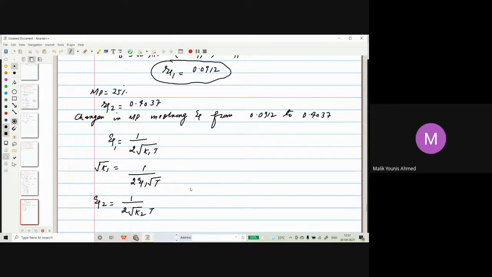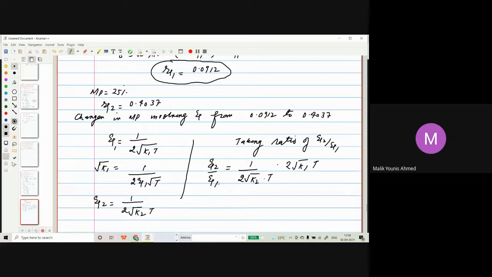Then after that you can take the ratio of xi2 by xi1. So xi2 by xi1 is equal to 1 by 2 under root of k2 t multiplied by 2 under root of k1 t. The 2 and 2 get cancelled, and the t and t get cancelled, so you get under root of k1 by k2.